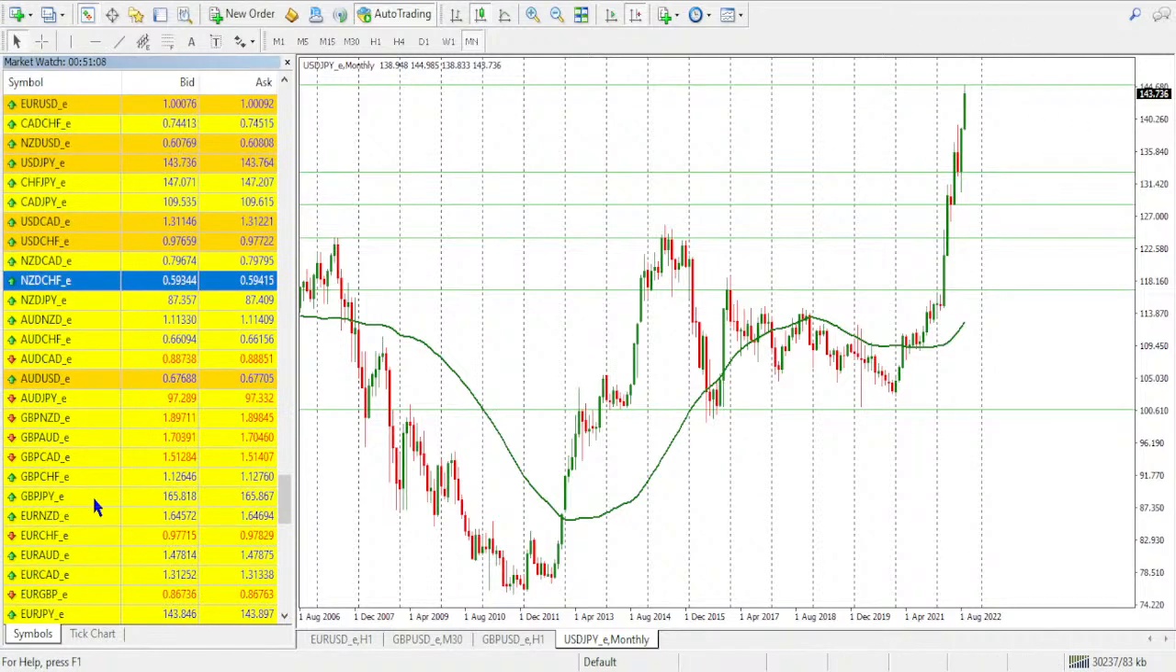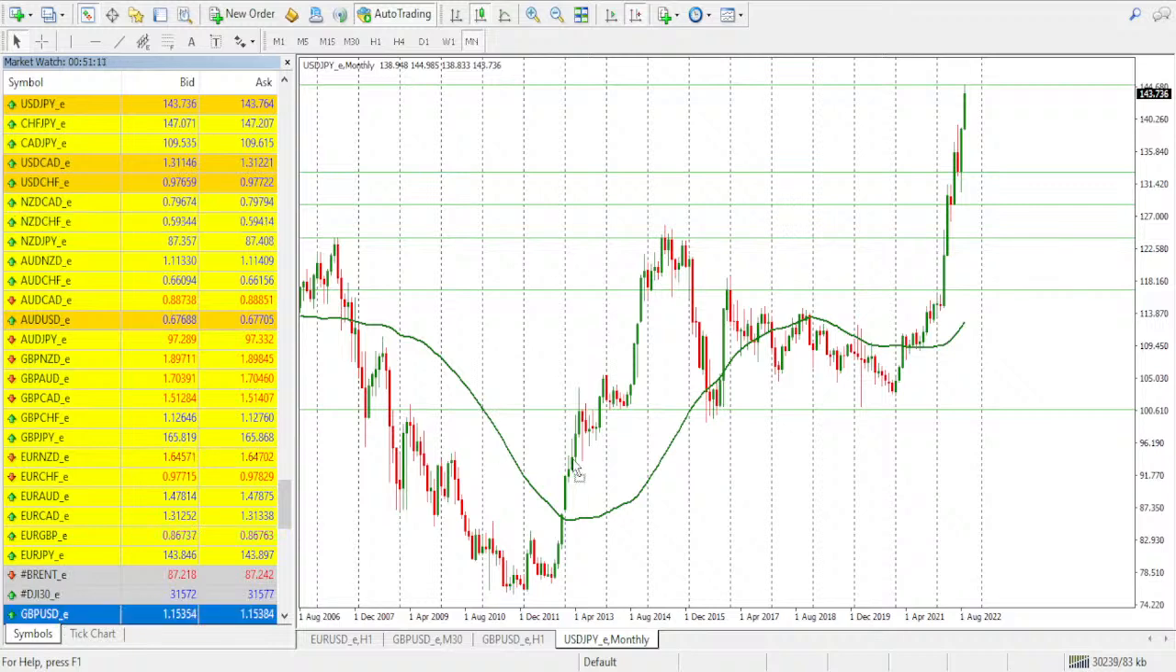And the next chart which I want us to have a look at is the GBP/USD.